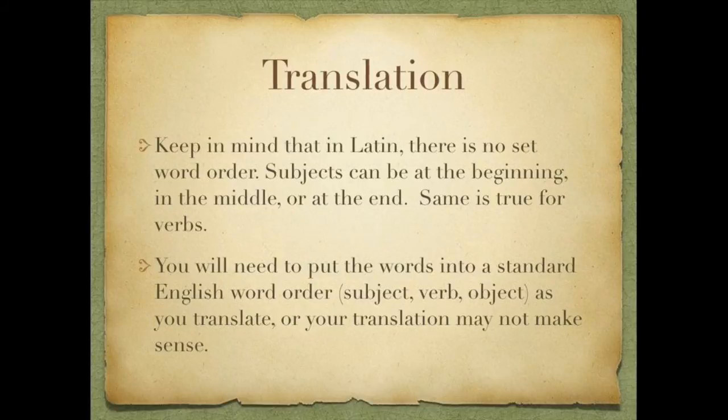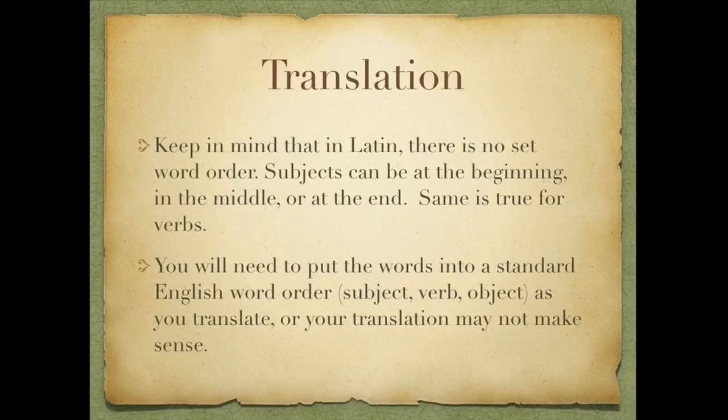What you'll need to do as you translate is put the words into a standard English word order, or they may not make very much sense. So as you translate, always put the subject of the sentence first, and then the verb, and then the object. And then we can fill in the gaps after that.